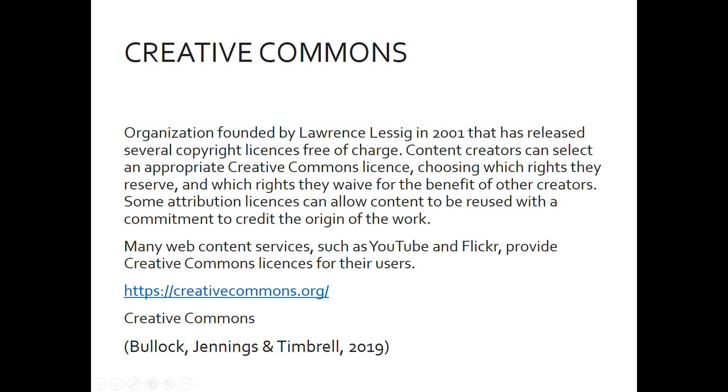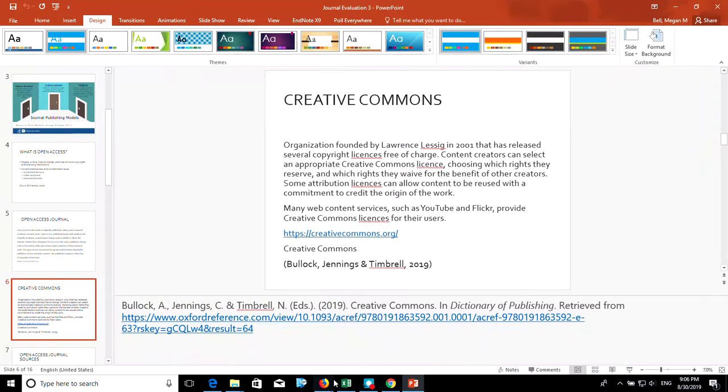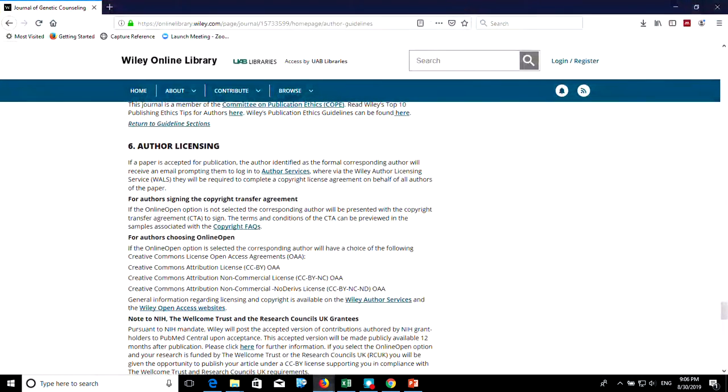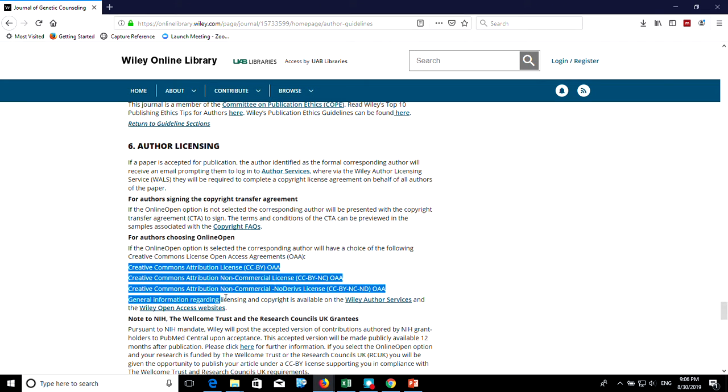Creative Commons. So I've mentioned this before. In the Journal of Genetic Counseling, they list multiple Creative Commons licenses, and I'm going to go there and point it out again. But it just means that you are retaining more of your rights, and you are saying that this work is freely available for other people to access. So here are the Creative Commons licenses that are listed under author licensing, and then here they list the licenses that they offer.